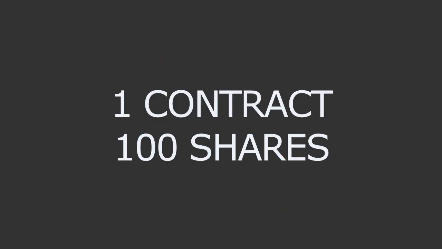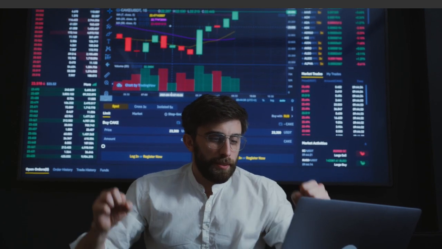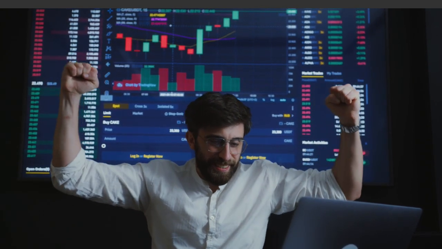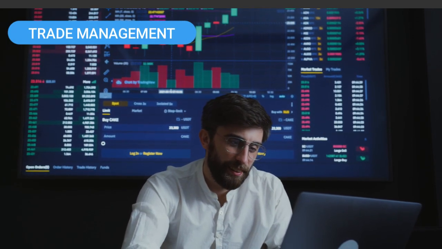So keep in mind always that when we talk about these numbers, each options contract contains 100 shares of stock. So that $1.40 per share, you have to multiply that by 100. But as always, you have to analyze the market conditions before you get into a credit spread. You want to minimize any losses.